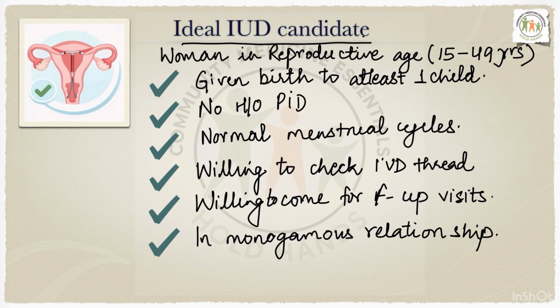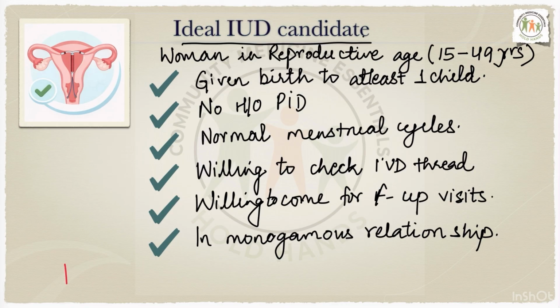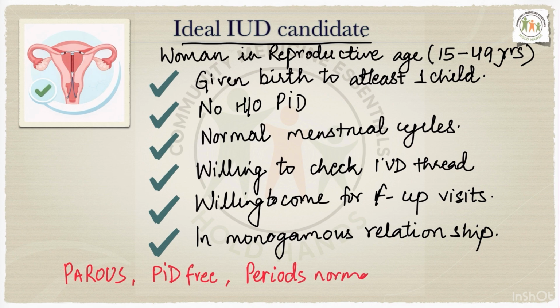So in summary, ideal IUD candidate is: Paris, PID free, periods normal, patient compliant, and partner stable.